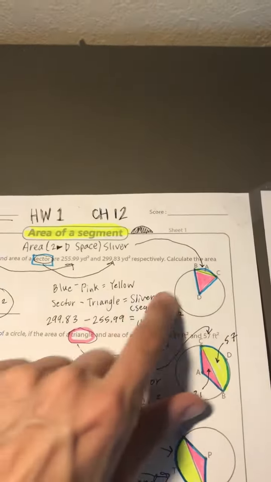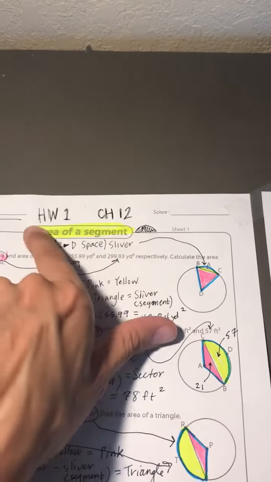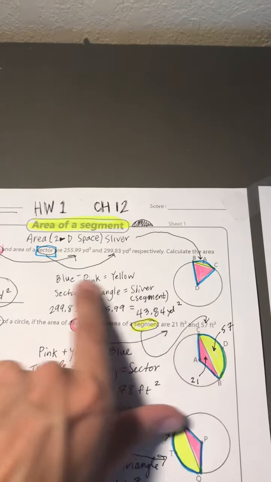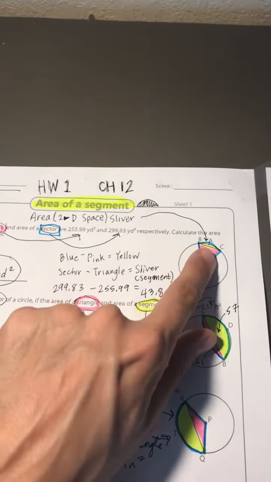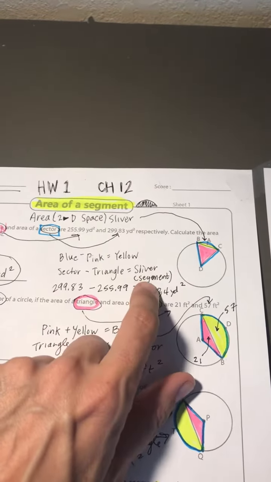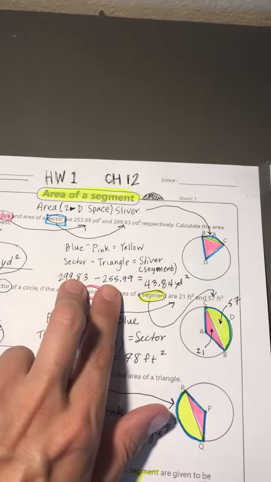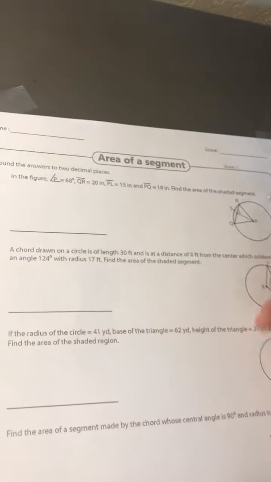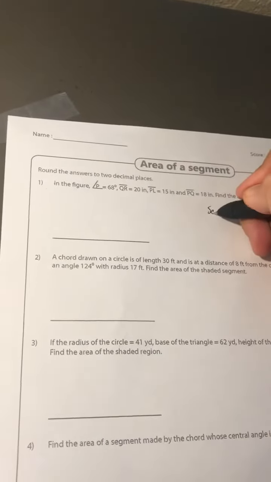So if I am solving for this sliver, also known as the area of the segment, then in order to solve for it, I need to know the whole sector, the blue part, and then subtract the triangle to find the part that's left. But to do that, you need these two numbers. So notice over here, I don't have either number, which is why these are a lot harder.